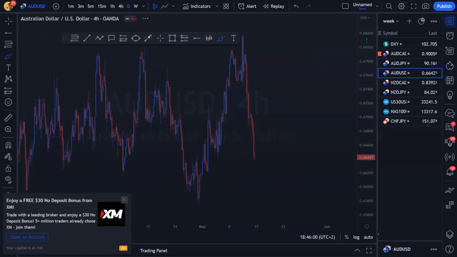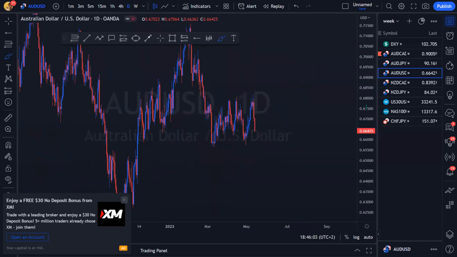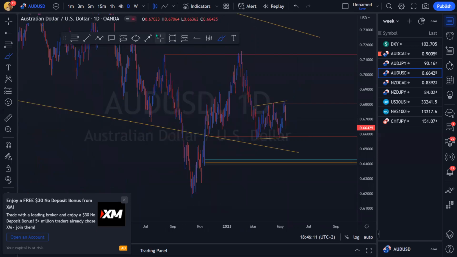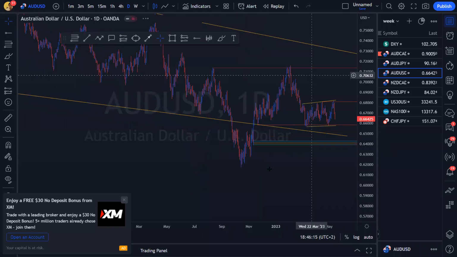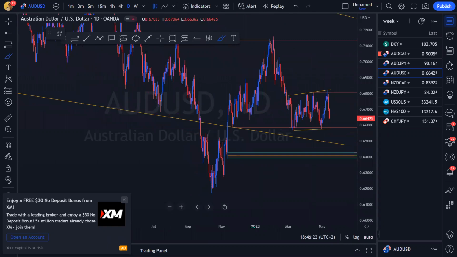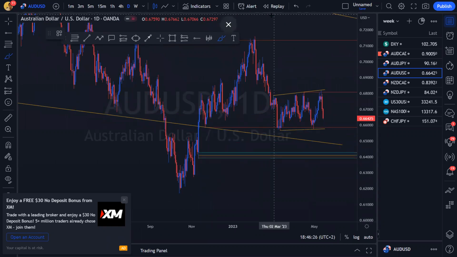AU, we'll start off on a daily. Now, AU played out just so beautifully. Trading is just nice. It excites me. But otherwise, let's just look at the most recent price action here on AU, just so that we just stay relevant to what's cooking now.